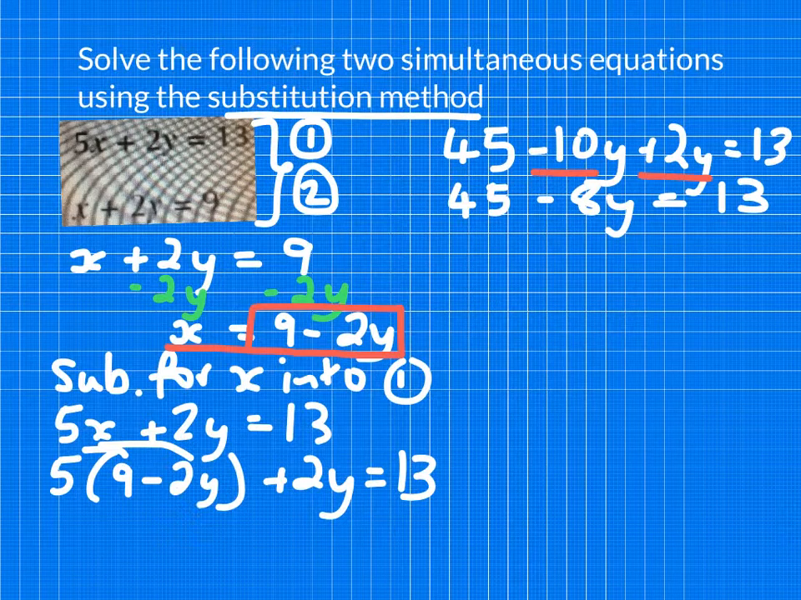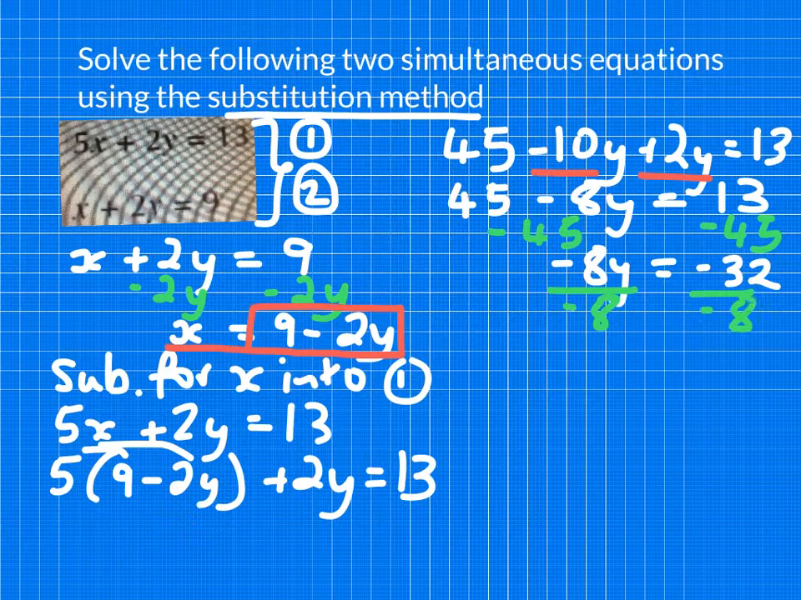Now we can start to unravel to isolate the y. That's minus 45 off both sides. So we have minus 8y is equal to 13 take away 45, which is negative 32. We now need to eliminate the minus 8, so we divide through by negative 8. And that leaves us with y is equal to negative 32 divided by negative 8, which is 4.